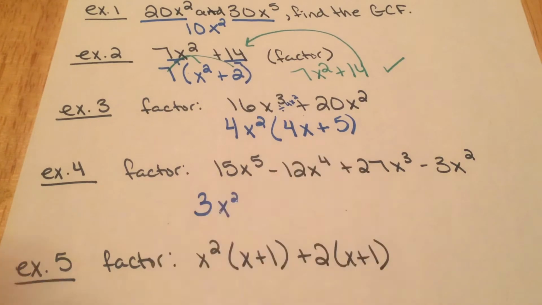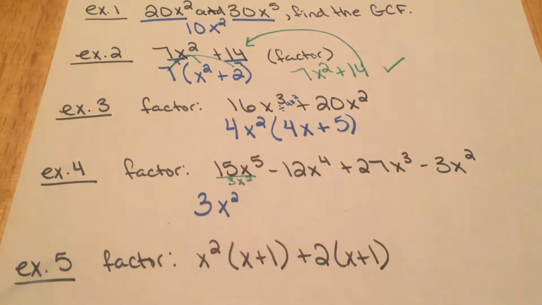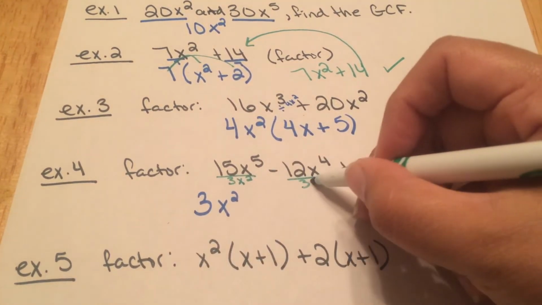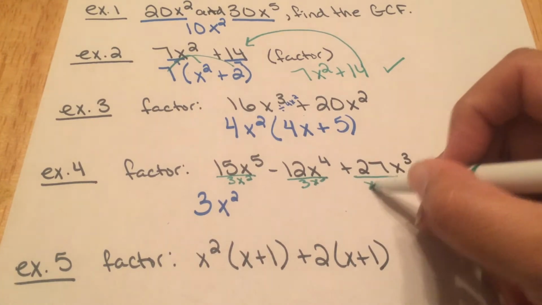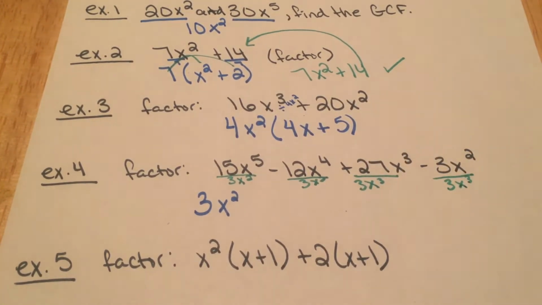X to the 2nd. So again, this becomes like a little division problem. What happens if I divide 3x squared by every single term here? What am I going to be left with? And again, we saw this with laws of exponents just earlier.